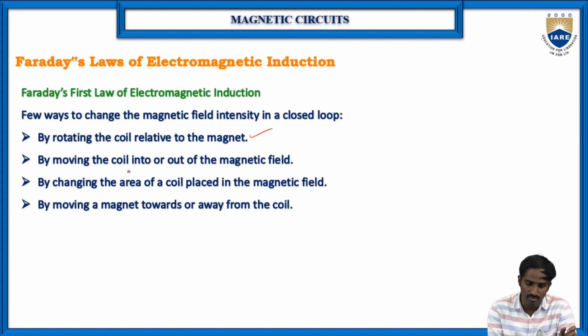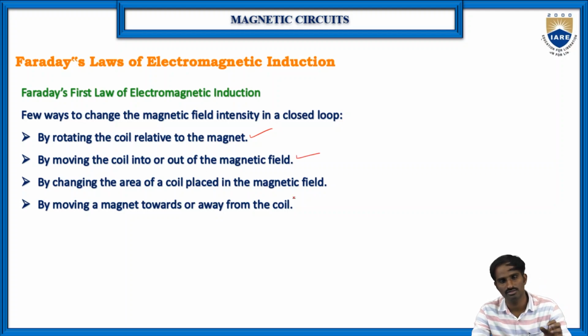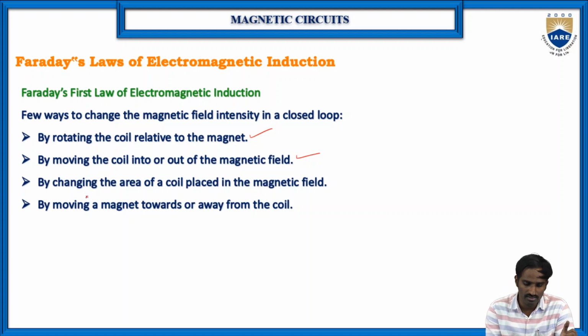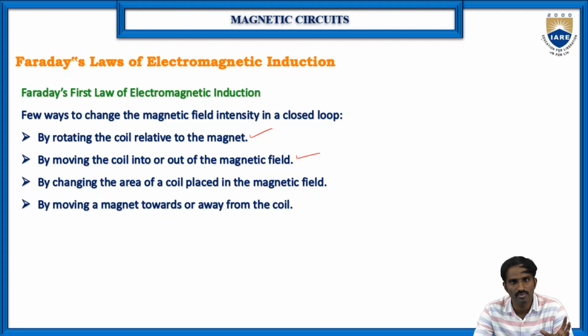In the second case, by moving the coil into or out of the magnetic field, you need not rotate it. If there is a movement, either linear or angular, it doesn't matter, but either the coil or the magnet should move. Then only there will be a change in the magnetic field or the flux with respect to time, so that an EMF is induced. The third case is by changing the area of the coil placed in the magnetic field. In that case also there will be a change in the magnetic field, so that an EMF is induced in that coil.